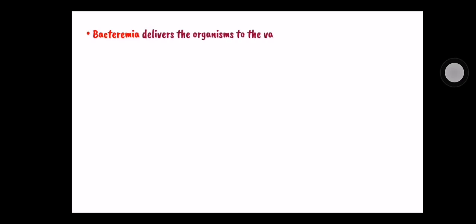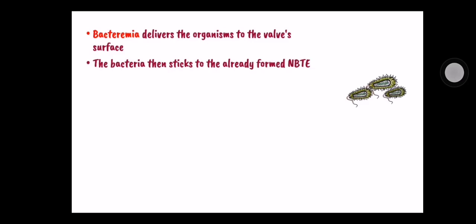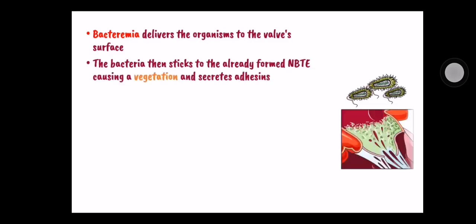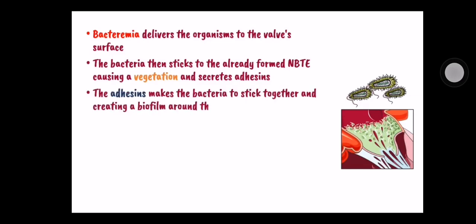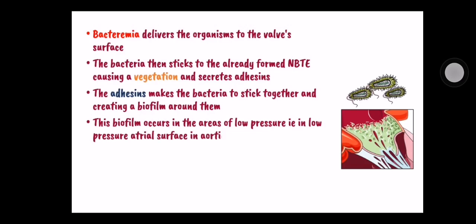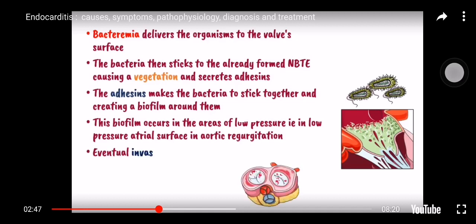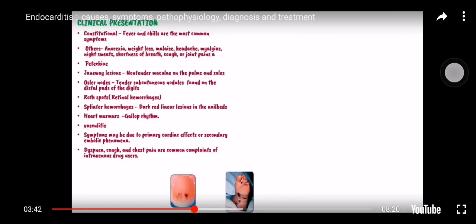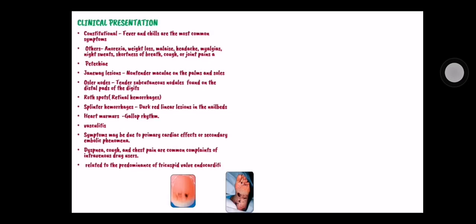Bacteremia delivers the organism to the valve surface, and the bacteria then stick to the already formed non-bacterial thrombotic endocarditis, causing vegetation and secreting adhesions. The adhesions make the bacteria stick together, creating a biofilm around the bacteria. This biofilm occurs in areas of low blood pressure, such as the low-pressure surface in aortic regurgitation, and this eventually accounts for the predominance of tricuspid valve endocarditis in intravenous drug users.